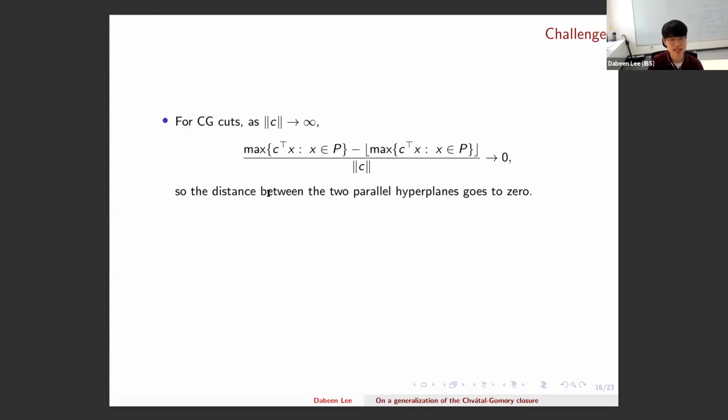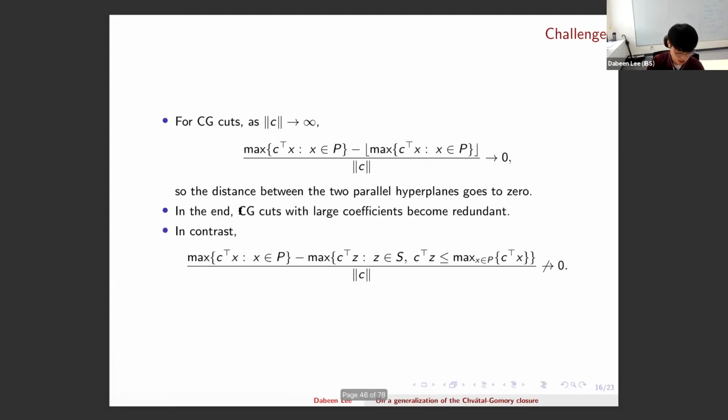So the challenge is that if you take a CG cut, this gap was less than 1. If you take an integer vector with large coefficients, then this quantity goes to 0. And note that this quantity just measures the distance between the two hyperplanes. This distance goes to 0, which means that the part of the polyhedron cut off by this hyperplane, the inequality, is getting negligible. So in the end, CG cuts with large coefficients will be redundant. We can only focus on cuts with bounded components, which restricts your choices.